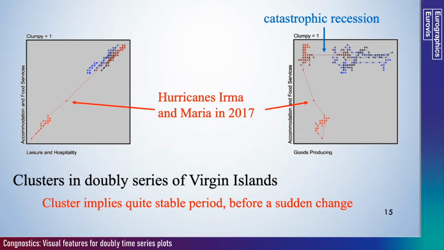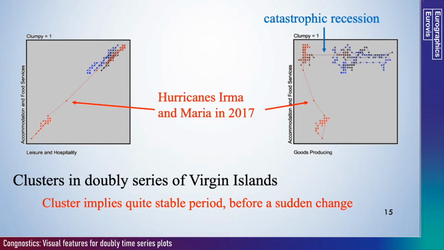Looking at the doubly time series on the left, the relative position of two clusters is from the top right to the bottom left. This position implies a sudden drop in both sectors, accommodation and food services, and leisure and hospitality. The drop was due to the impact of hurricanes Irma and Maria in 2017.